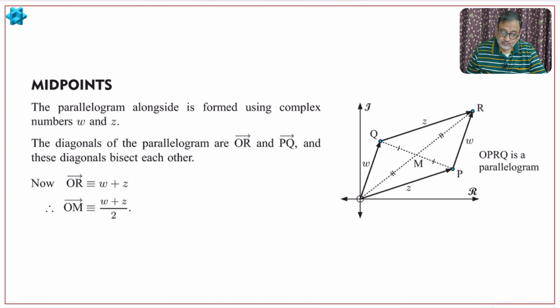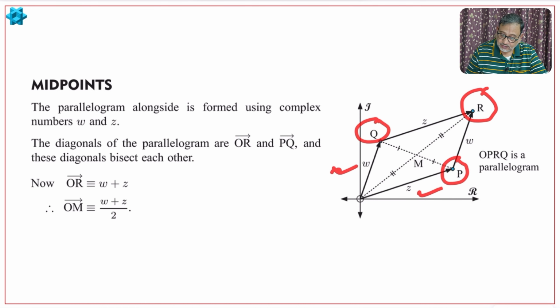Okay. Next part, midpoint. Like in the coordinate system and in vectors, in complex numbers also the midpoint will be found by adding both the complex numbers and dividing by 2. So OR is the addition of complex numbers OP and OQ, which are Z and W. Then their midpoint will be represented by OP, and it will be W plus Z divided by 2.